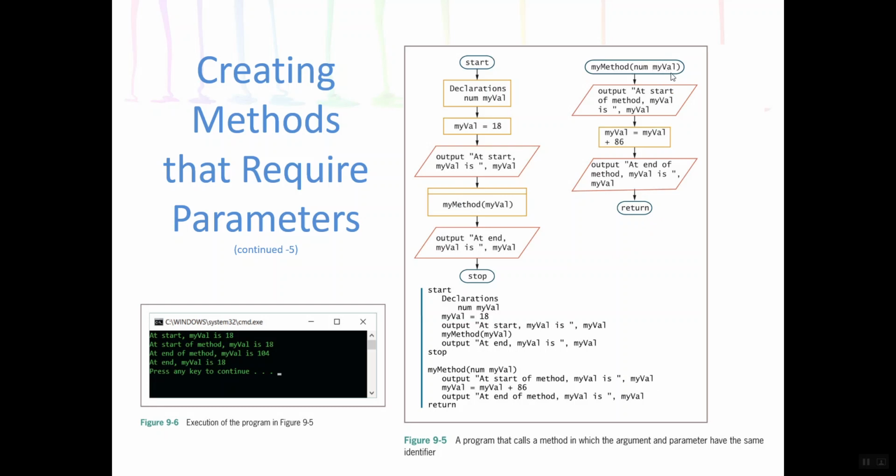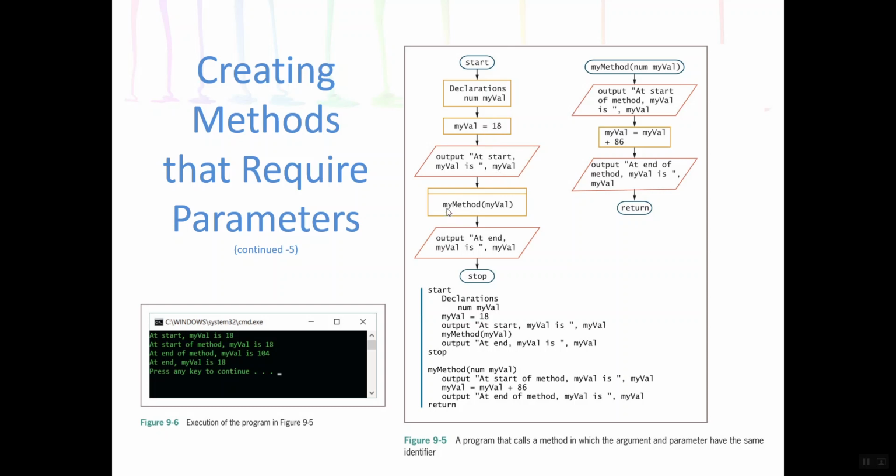My method has one parameter of numeric type called myVal. It receives a value, it indicates what that value is, and then it adds 86 to that value and outputs it. Extremely simple. Receives a value, adds 86, outputs it. So let's see how main is using this. Main starts out by declaring a local variable myVal and sets it to 18 and displays that value.